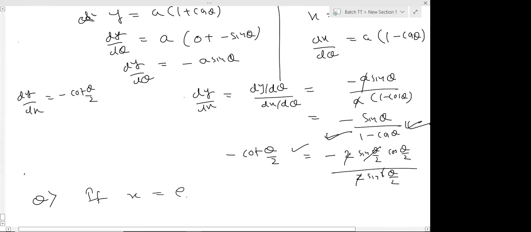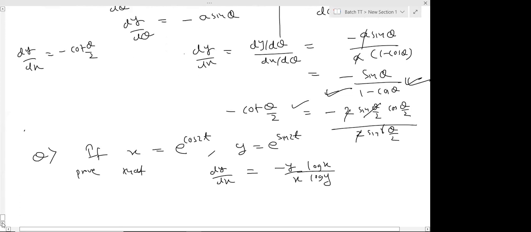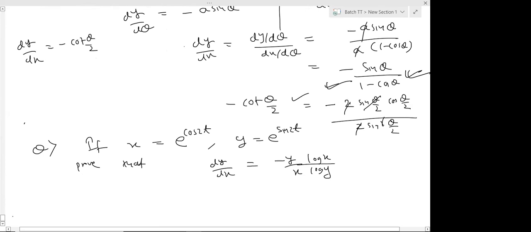If x equals to e to the power cos 2t, y equals to e to the power sin 2t, prove that dy by dx equals to minus y log x upon x log y. All right. Very simple question. Few minutes for this also.